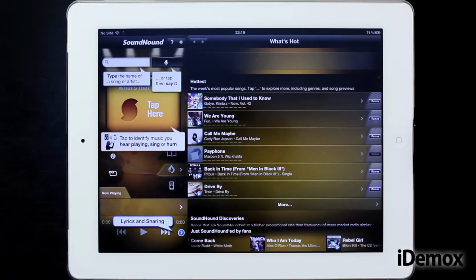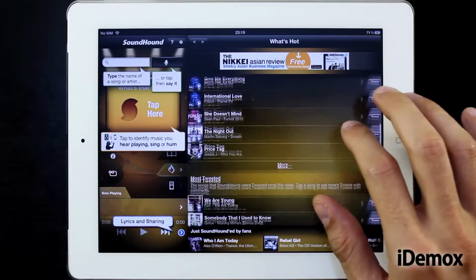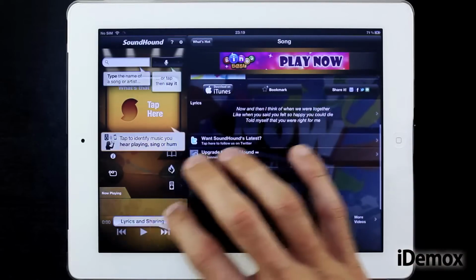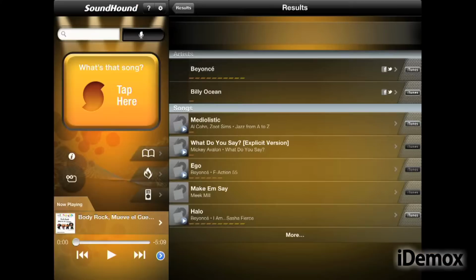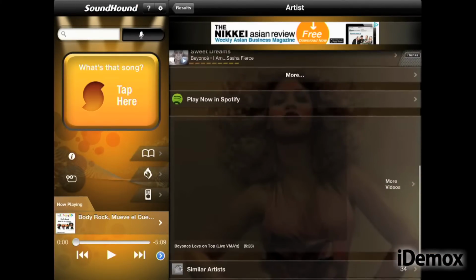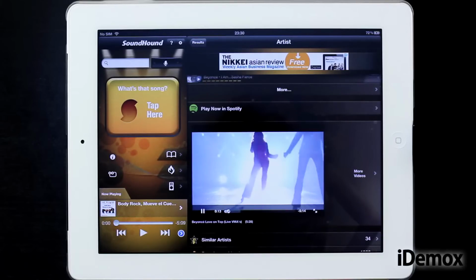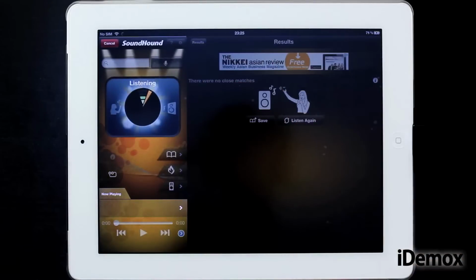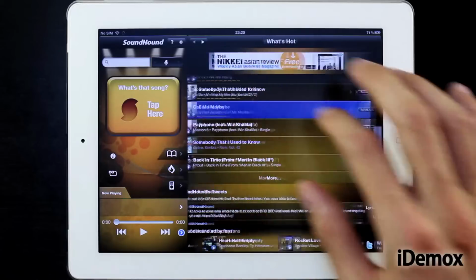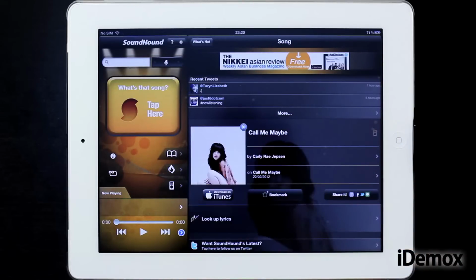SoundHound has burst in the market recently and looks like it is invading Shazam's domain. Virtually shows the same artist information, their discographies, etc. But the interface is more chaotic and less intuitive. In addition, we have some ads. To its credit, SoundHound has better speed in music recognition and also allows identifying the songs if we hum it.